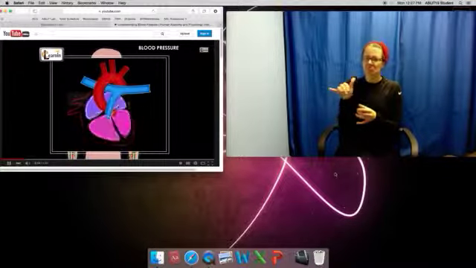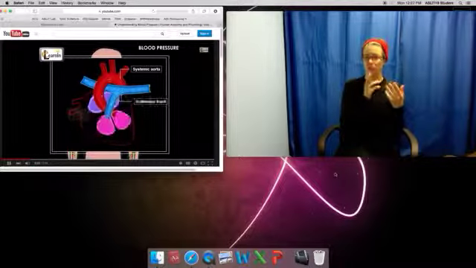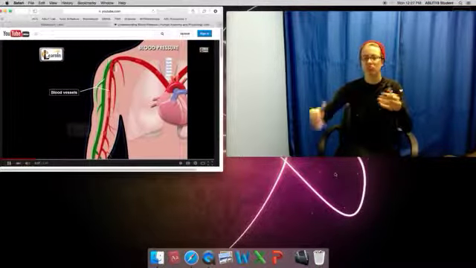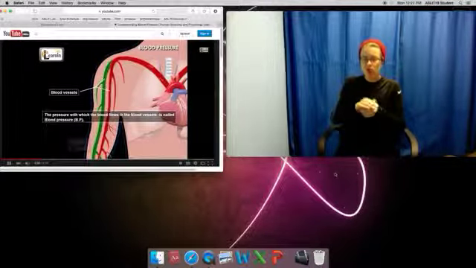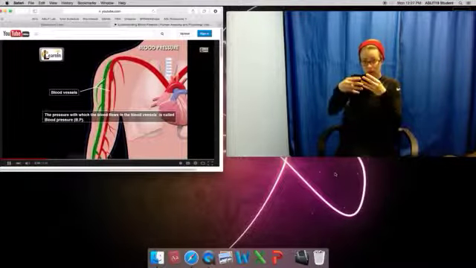Similarly, when the heart pumps blood into the systemic aorta or into the pulmonary trunk, the blood flows with pressure in the blood vessels. The pressure with which the blood flows in the blood vessels is called the blood pressure, usually called BP.